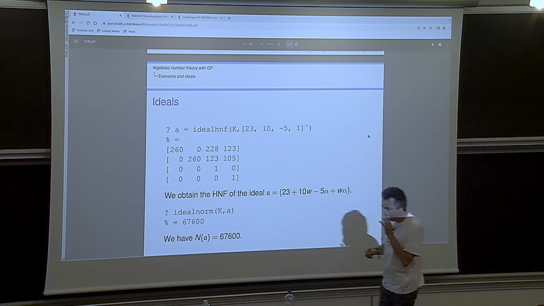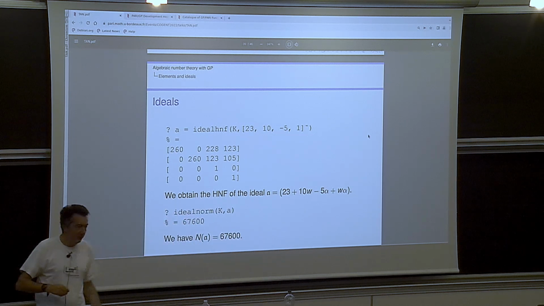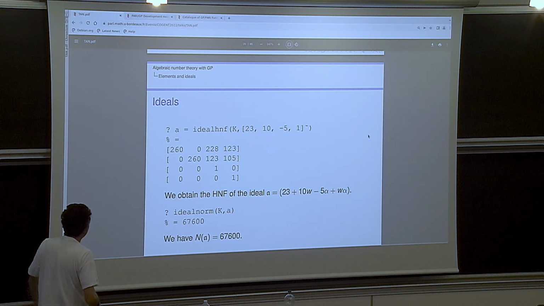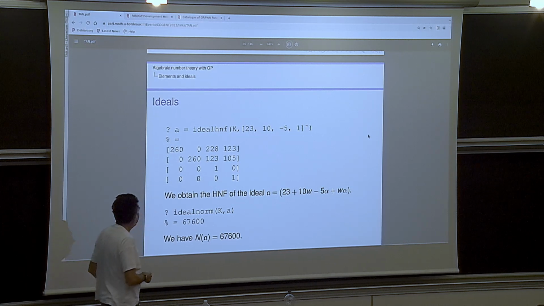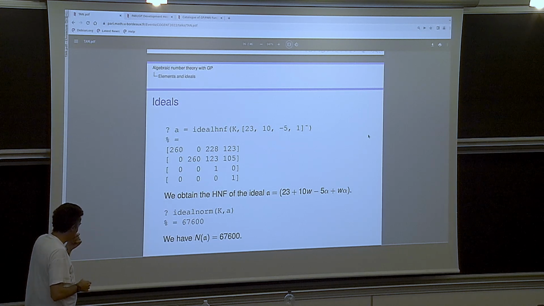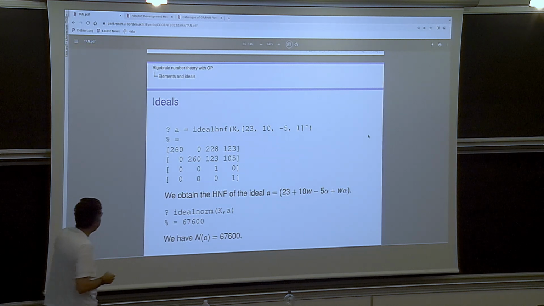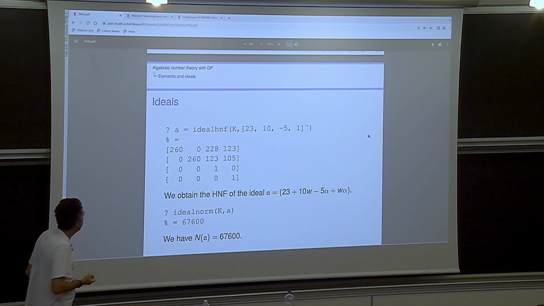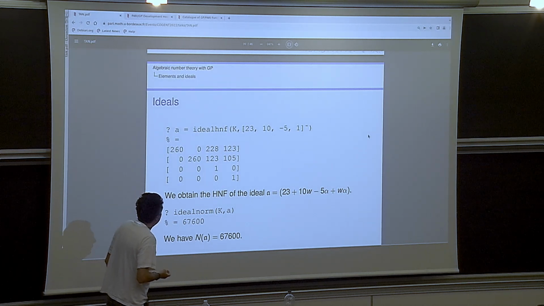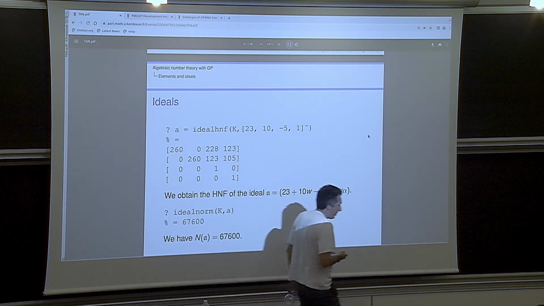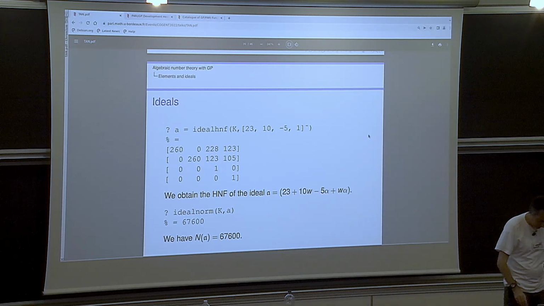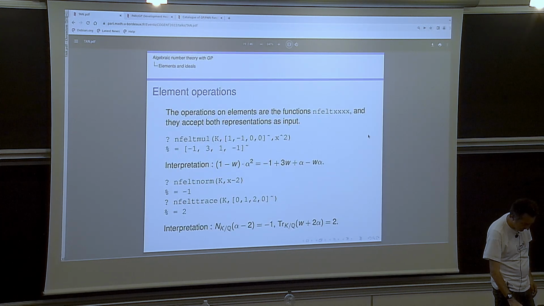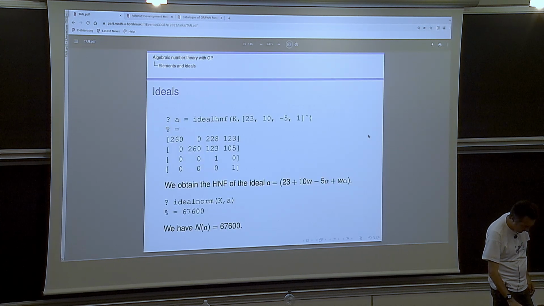Okay, so now, for example, if you want to compute the HNF basis for a principal ideal, we just put the generator there. So it gives you the HNF basis of the ideal. And we can ask for the norm of the ideal. In this case, it will be the same as the norm of the element, as we have seen before, I think. Okay.